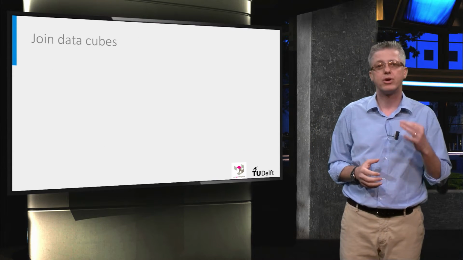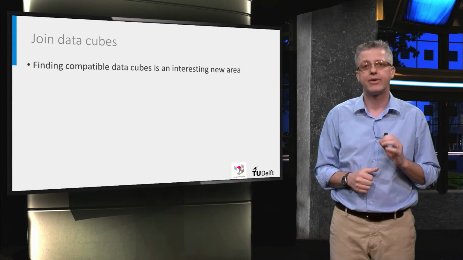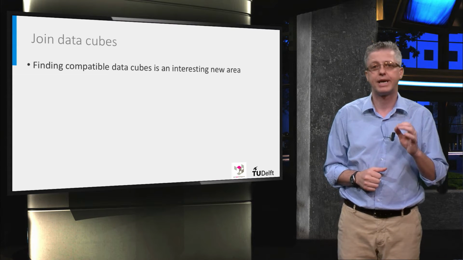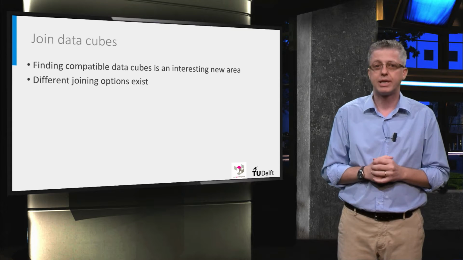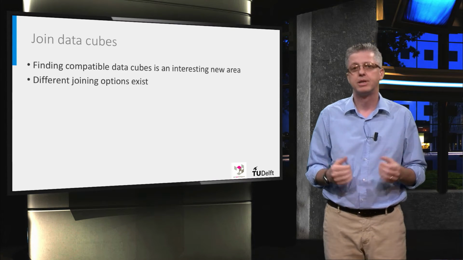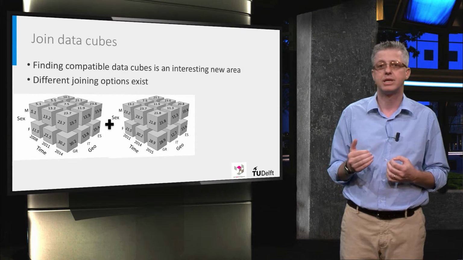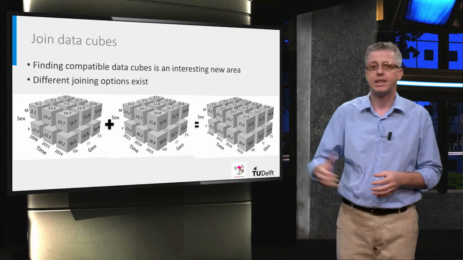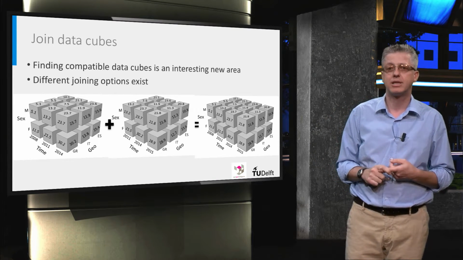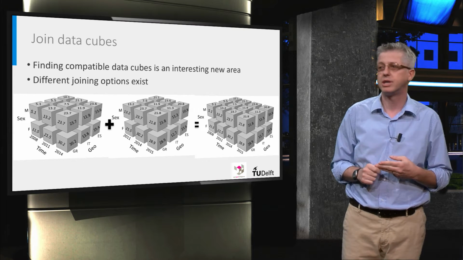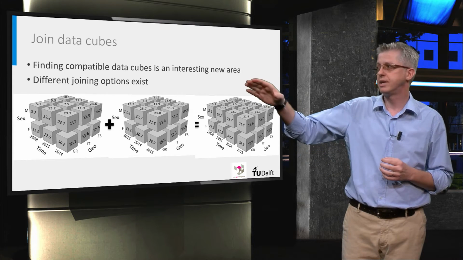OLAP operations were not originally perceived to be used at a web scale. Thus, there is a clear need to improve the methods we have for finding compatible data cubes and for joining them. Many different joining cases exist. For example, 2 datasets about unemployment in the same European countries but in different years can be joined. In the example shown, the resulting cube contains data for years 2008, 2011, and 2014 from the first cube, as well as data for year 2015 from the second cube.